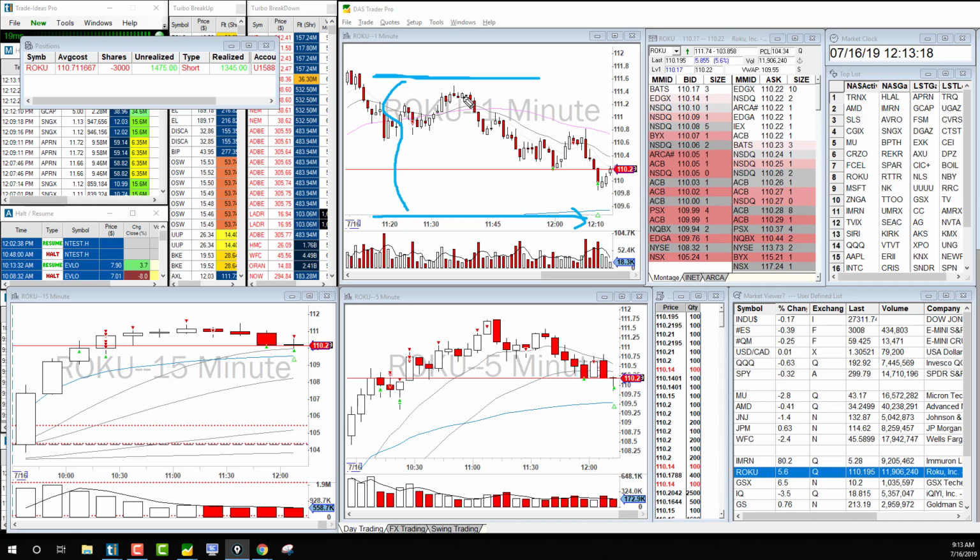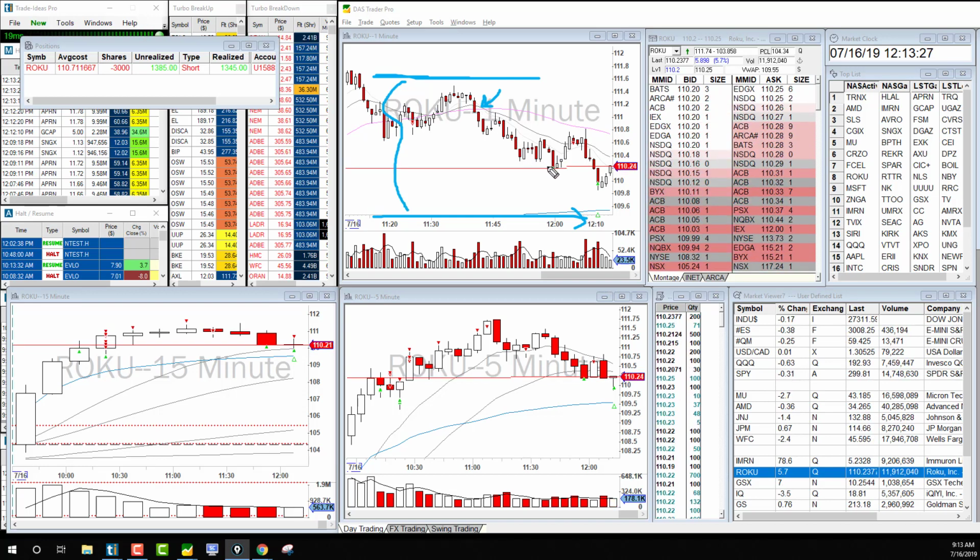So the stock did bounce back on a 1-minute chart. It came down, and then it started. This was the moment that I really should have gone short, or maybe added to my position. And then it started coming down at 110.25. That was my first partial.